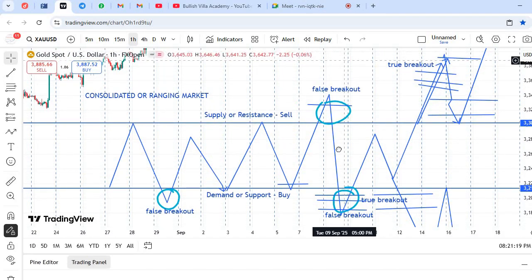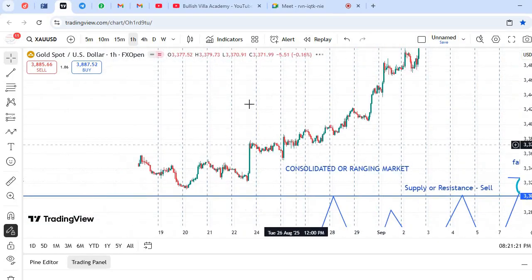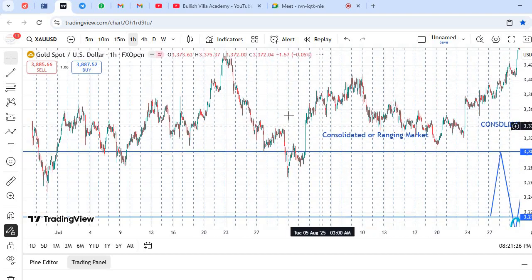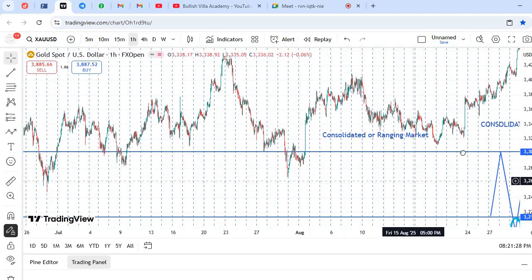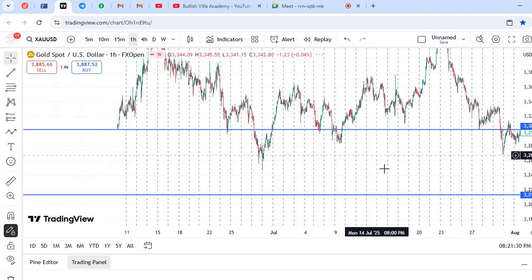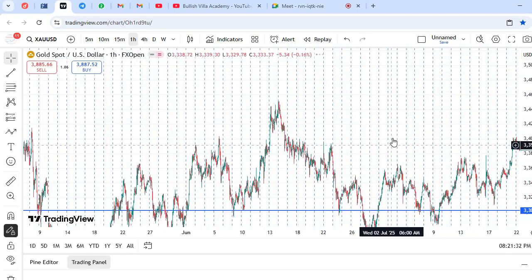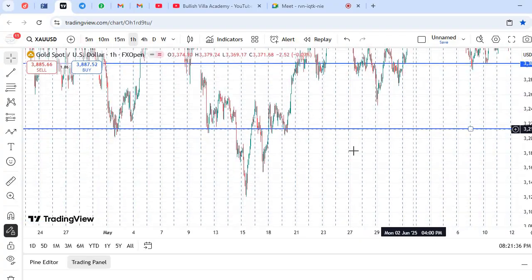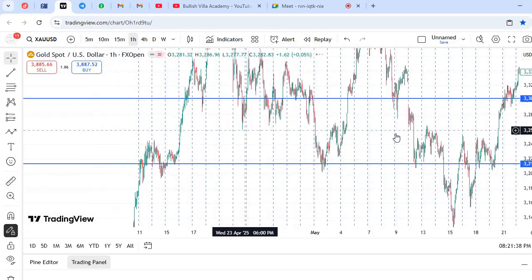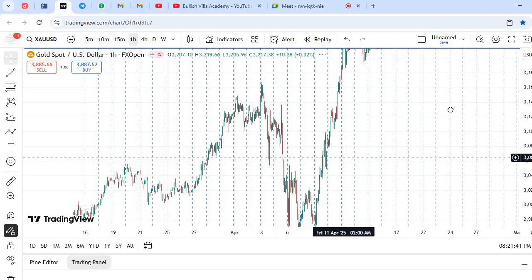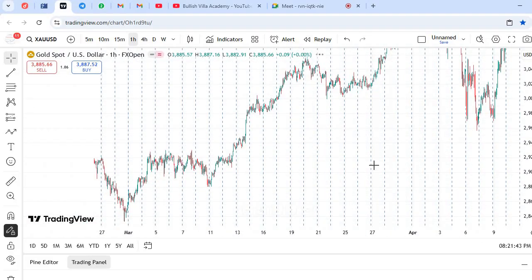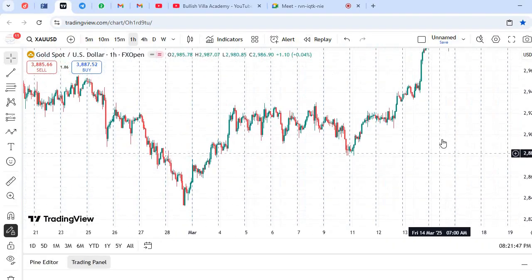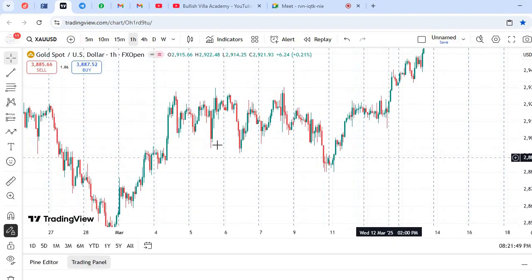So let's quickly go to the chart. Let me look for an example of a consolidated trend for you. This is good. Let me see. Now, you people can identify uptrend and downtrend, so you should also be able to identify a consolidated trend. Look at this one now. This is an example of a consolidated trend.